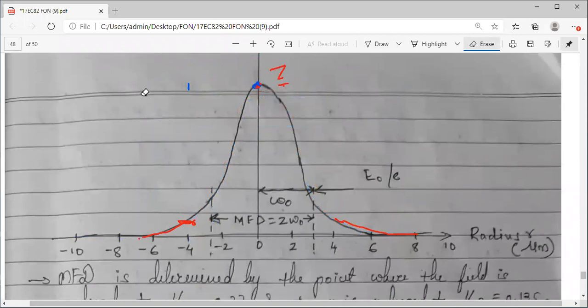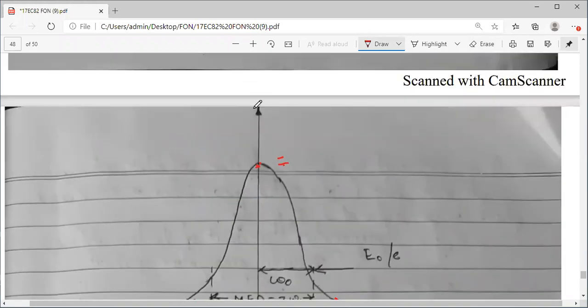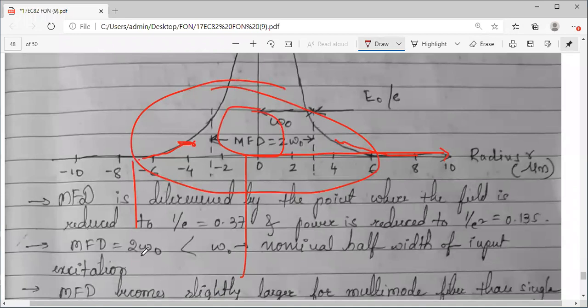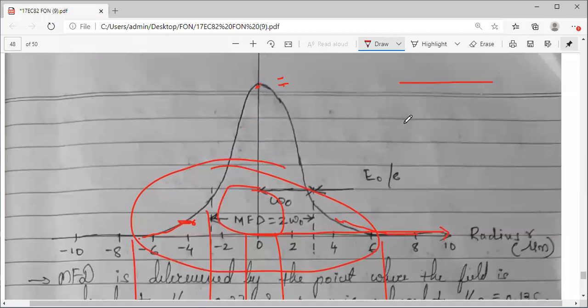So if this is your Gaussian distribution, this indicates your radius R and this is your field. Okay. So how is it? The optical fiber is kept like this. This is your optical fiber. In this way it is kept. Like this, the structure goes, or you can even draw it like this. This is your optical fiber. Distribution will be something like this.